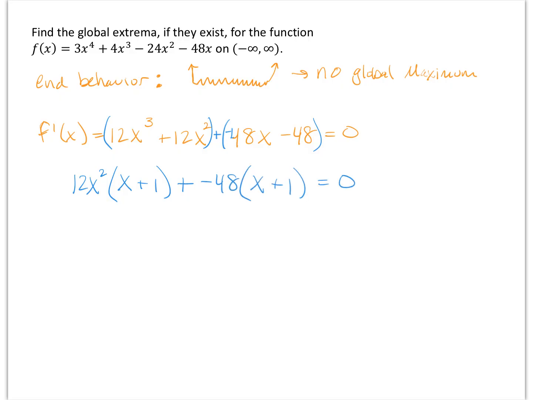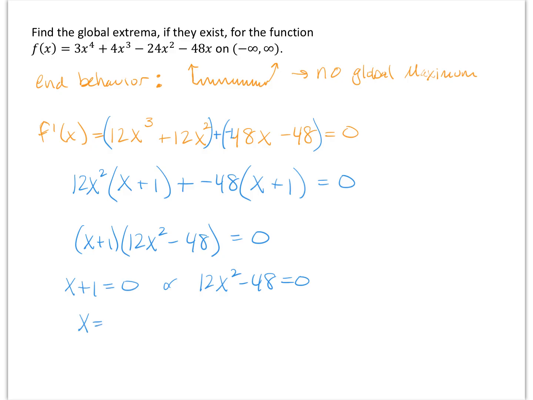And now that I have factored each of these parentheses, a new common factor has emerged, x plus 1. So I'm going to factor out that x plus 1. And what's left is 12x squared minus 48. Set each factor equal to 0. So either x plus 1 equals 0 or 12x squared minus 48 equals 0. And here I get x is negative 1. And here I get x squared is 4, which means x is plus or minus 2.